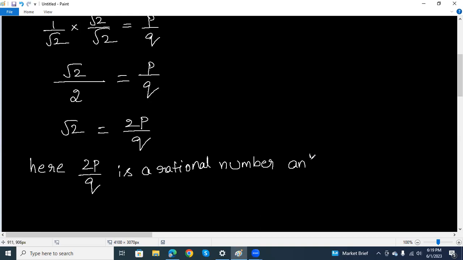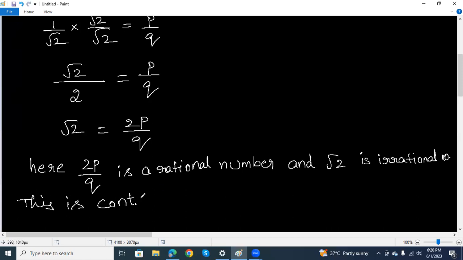And root 2 is an irrational number. This is a contradiction to our assumption.